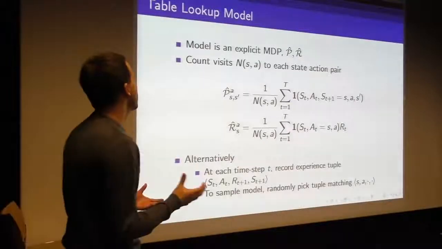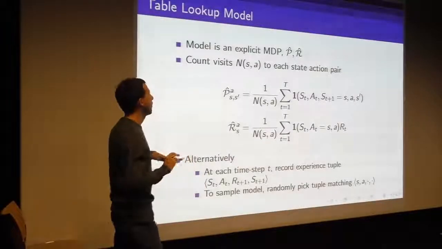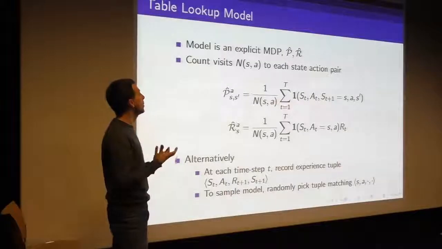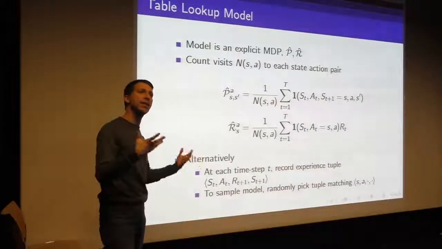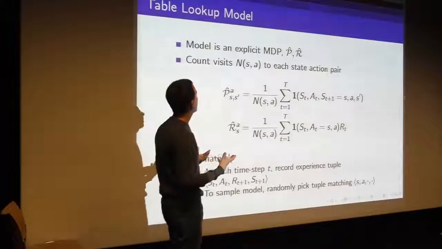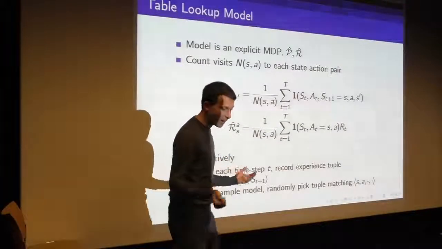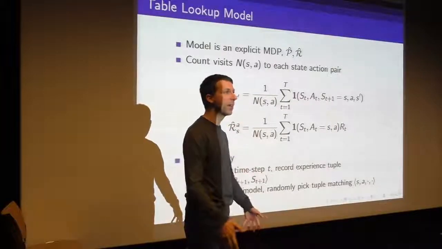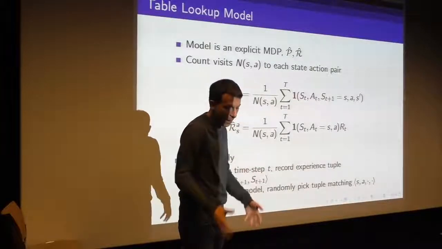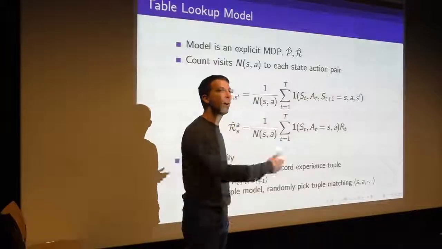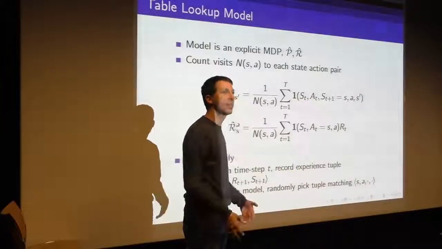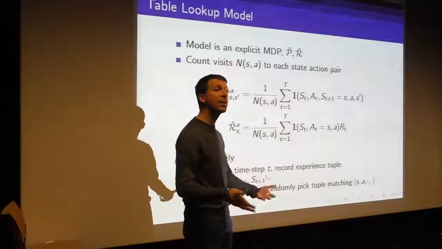Okay, let's consider the simplest case, the table lookup model. So what's a model now? A model is an explicit representation of the MDP. If I consider some specific state I was in, I'm going to keep a separate representation for this state of where I will go next if I start in this state and take a particular action. All I need to do is count.